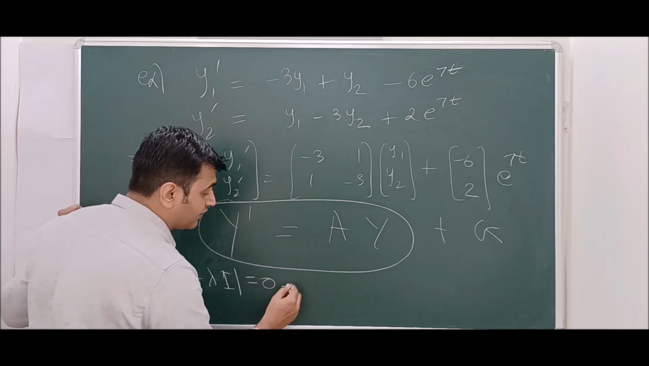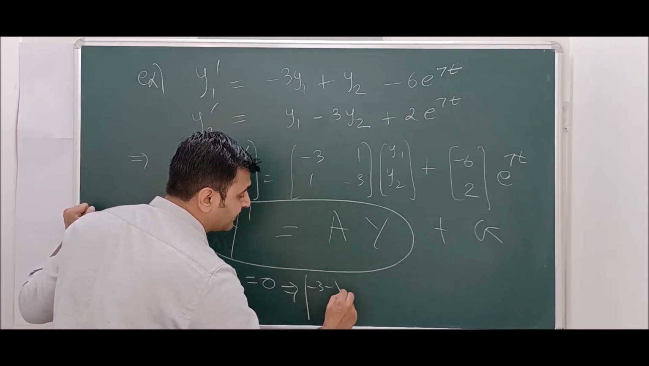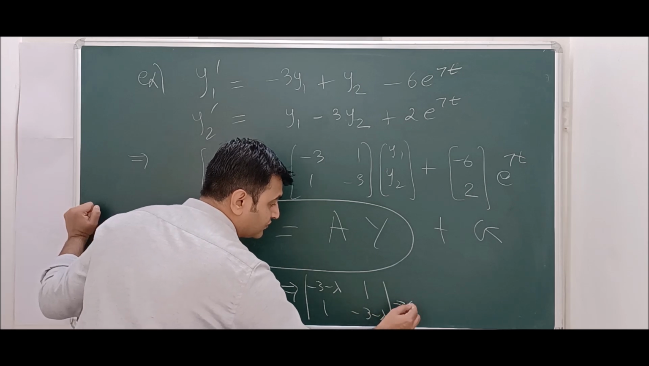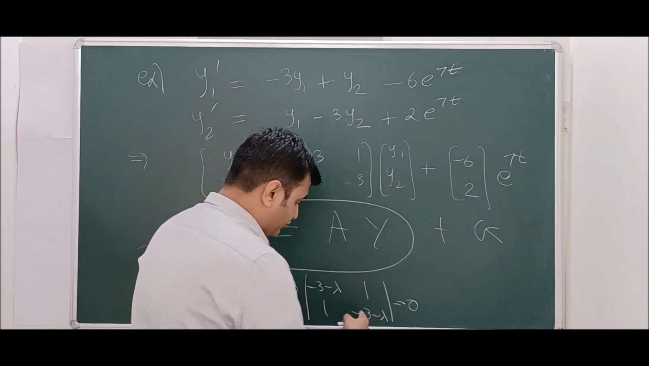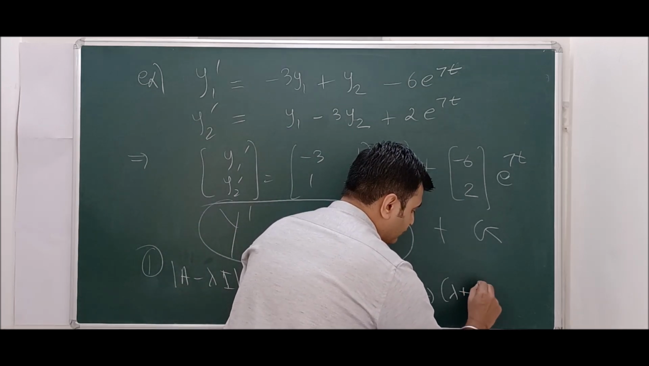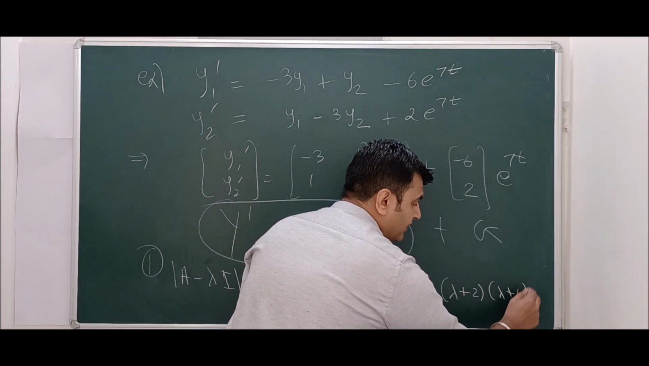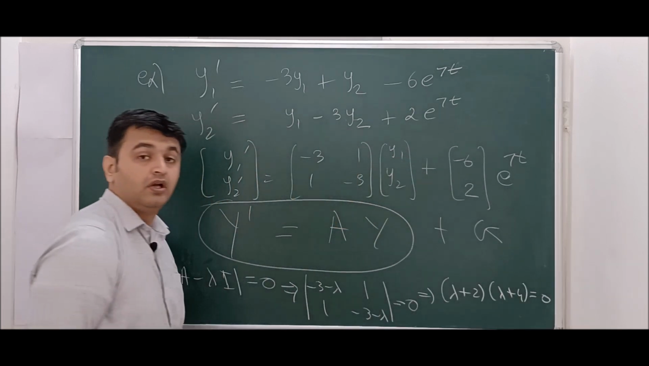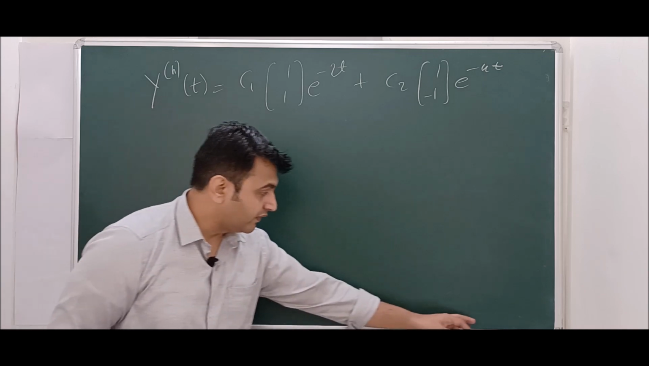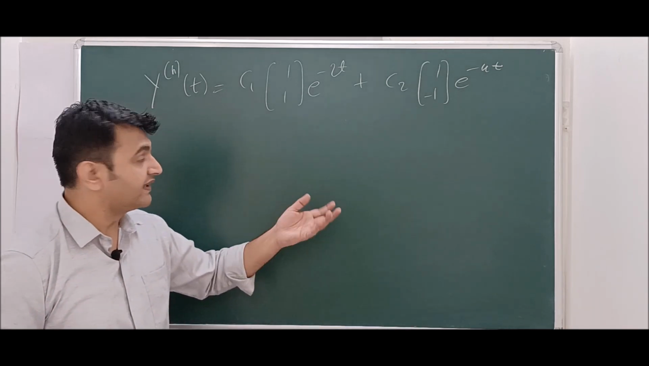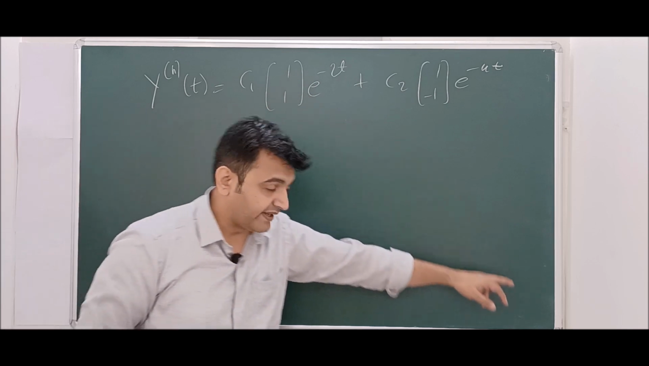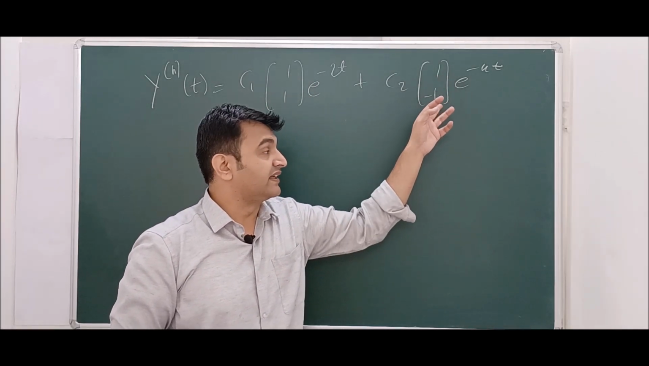So what is over here? What is determinant of this? Minus 3 minus lambda, 1, 1, minus 3 minus lambda equal to 0. And when you solve this, you do multiplication. This will give you (lambda plus 2) into (lambda plus 4) equals 0. And therefore your eigenvalues are minus 2 and minus 4. So once you found the eigenvalues, next step is you find the eigenvectors. So for minus 2, eigenvector comes out to be (1, 1). For minus 4, eigenvector comes out to be (1, minus 1).